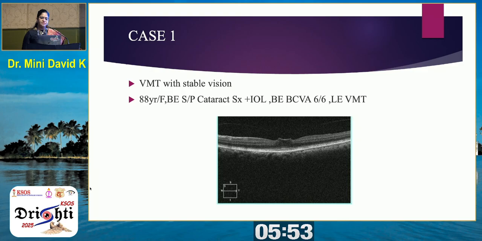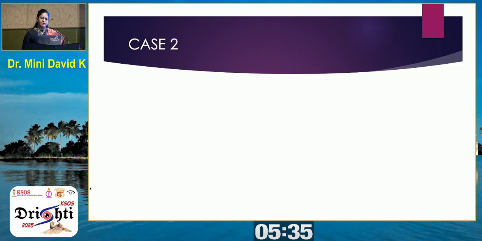It's a case of VMT with stable vision. It's an 88-year-old female, both eyes status post cataract surgery. Patient had a slight disturbance in vision. OCT showing a VMT. It was a focal VMT, and patient's vision was stable. We advised regular follow-up in 6 months.